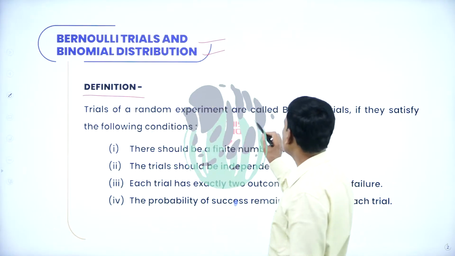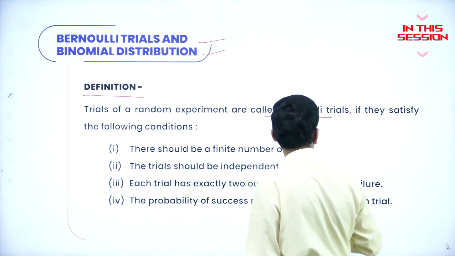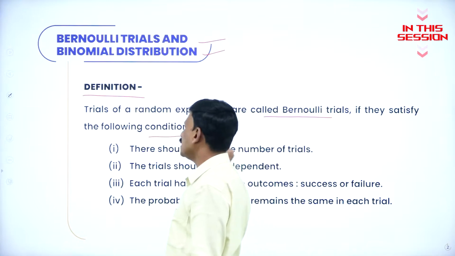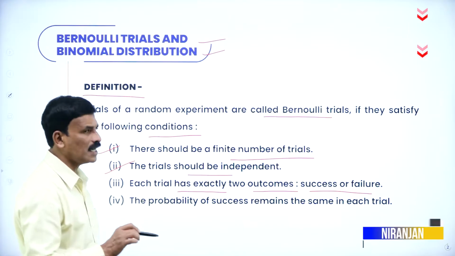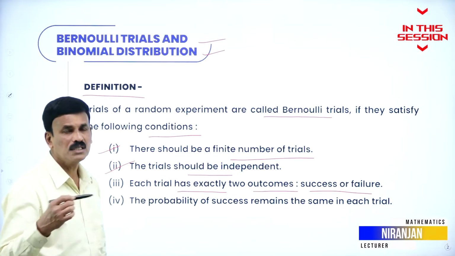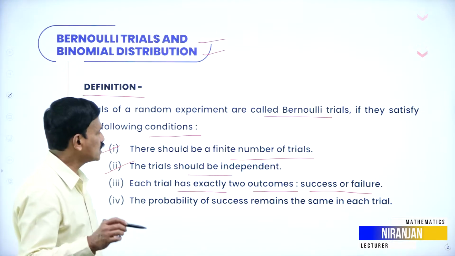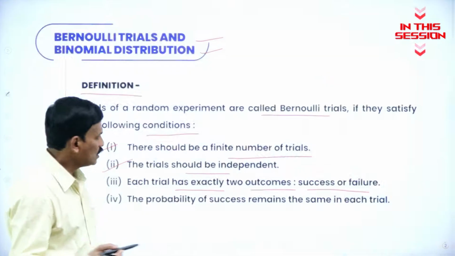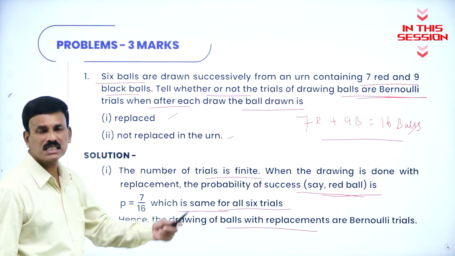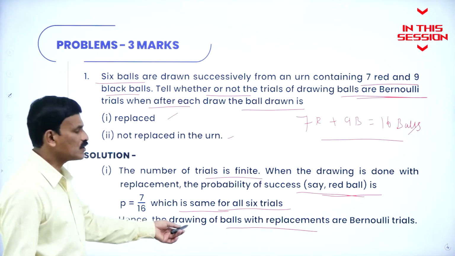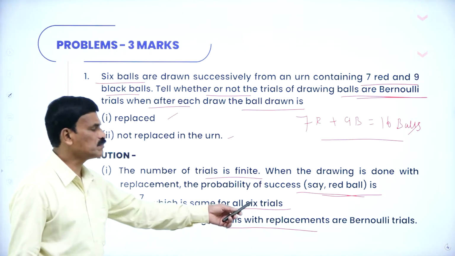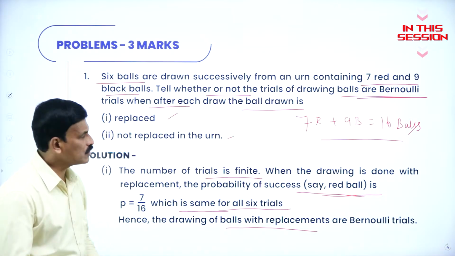Trials of random experiments are called Bernoulli's trials if they satisfy the following conditions. Each trial has exactly two outcomes. The two outcomes may be a success or a failure, which is the same for all the trials. Hence, drawing a ball with replacement is a Bernoulli's trial.